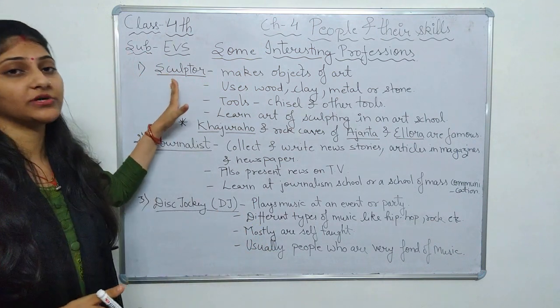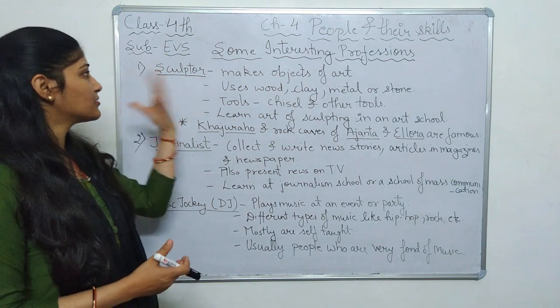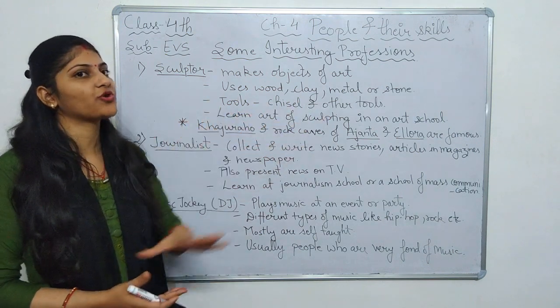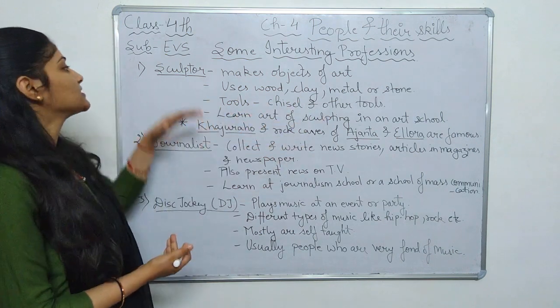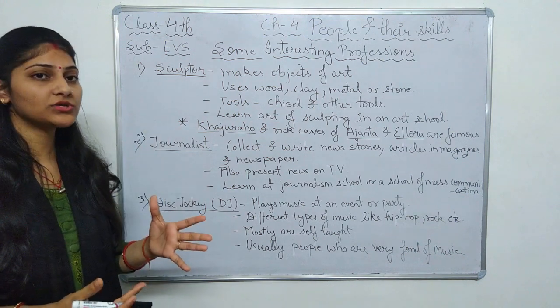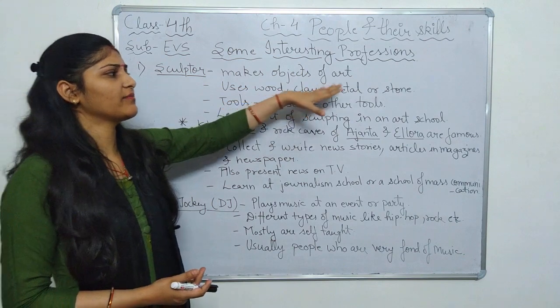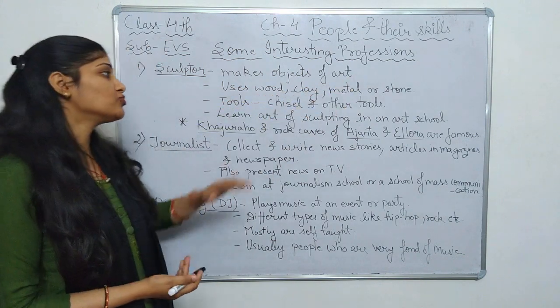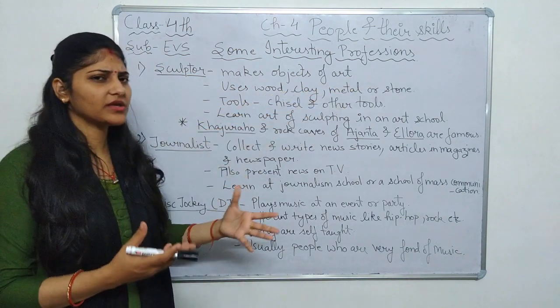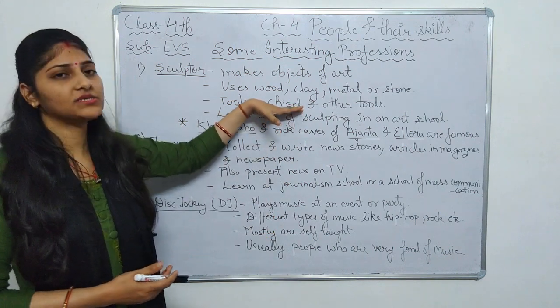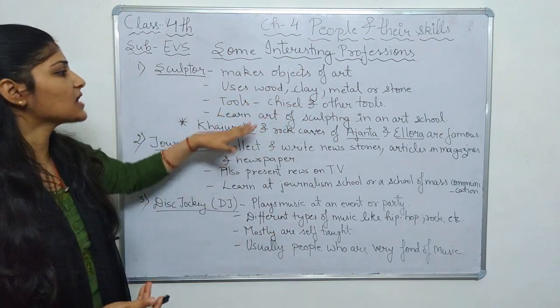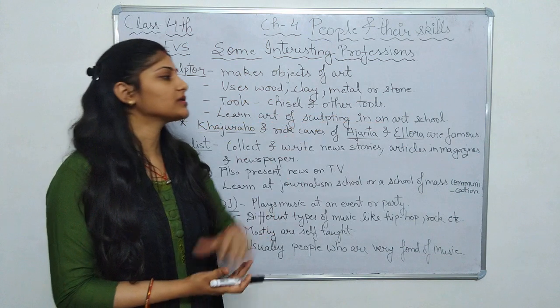First is a sculptor. The person who makes objects of art is known as a sculptor. Now what does he use to make the art? He uses wood, clay, metal or stone. Now the tools used are various tools including chisel. Now he learns the art of sculpting in an art school.